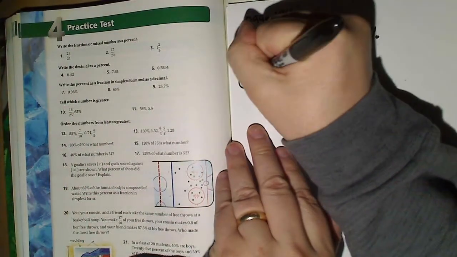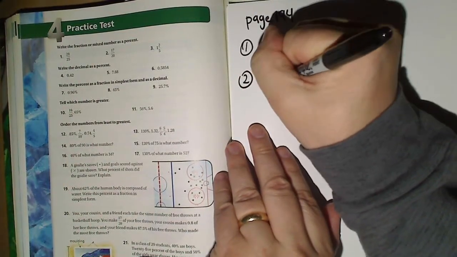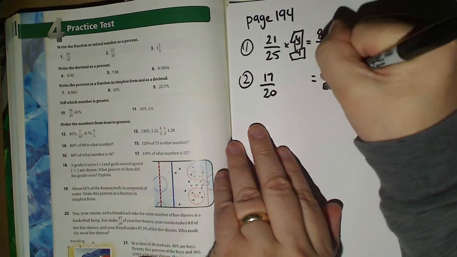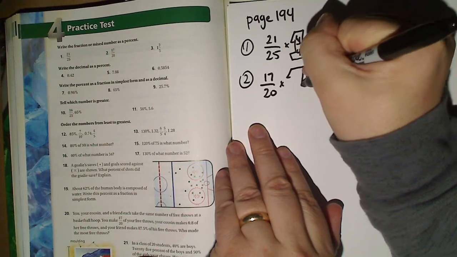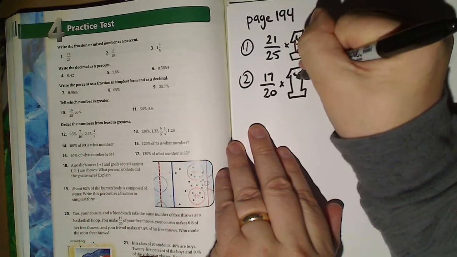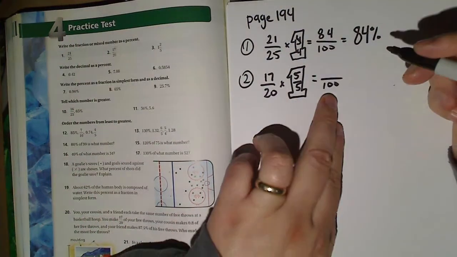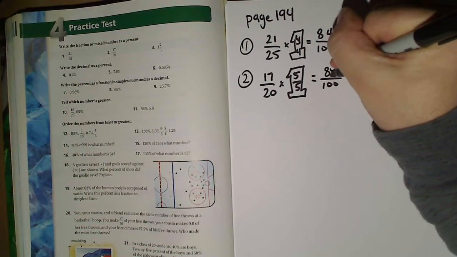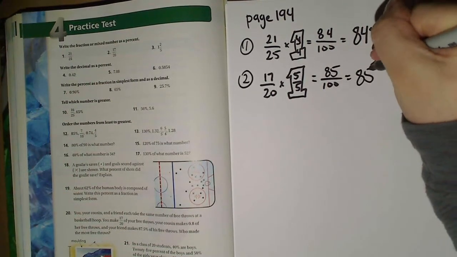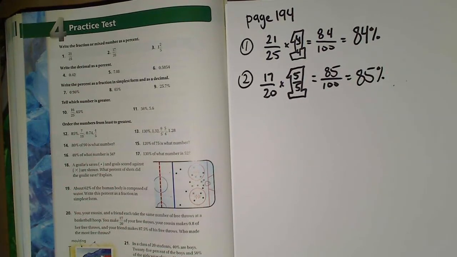For number 2, we have 17/20. Same idea here. I want to get that to be out of 100. I'm going to multiply that by a form of 1, and that's going to be 5/5, because 5 times 20 is 100. So 17 times 5, to save some time here, I'll do the math off to the side. But of course, we can always do the math on paper if we need to. That would be 85 over 100, or 85%.